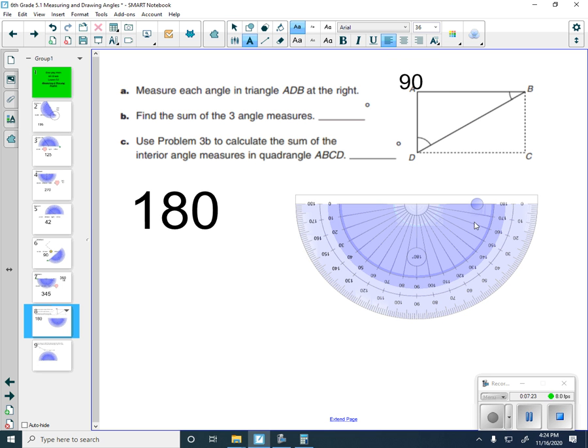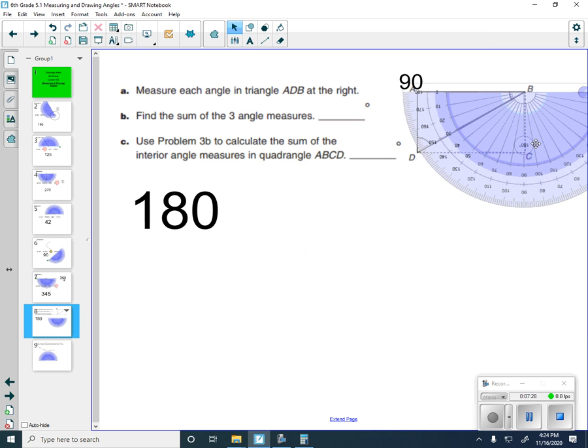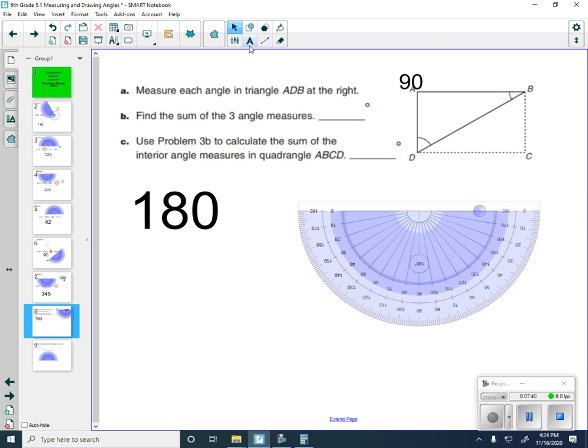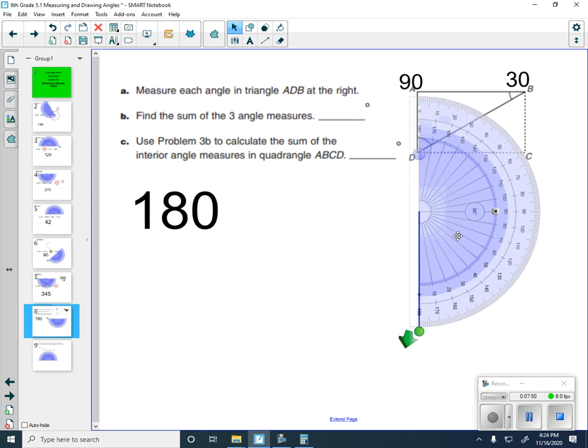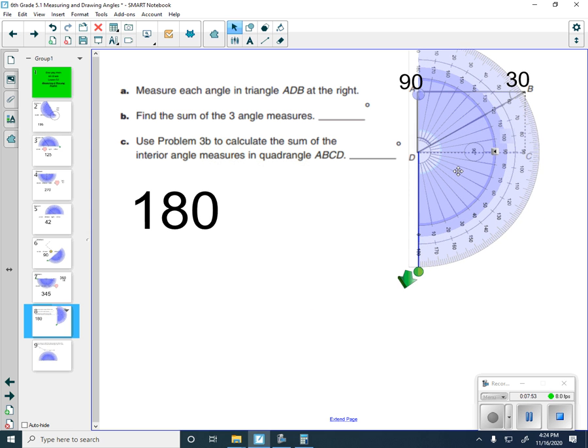Angle B is, well, here's the 90-degree mark, so we know I have to read the smaller number. It looks like it's 30 degrees. Angle B is 30. And angle D, I'm going to have to turn this protractor around here. Angle D measures at 60 degrees.